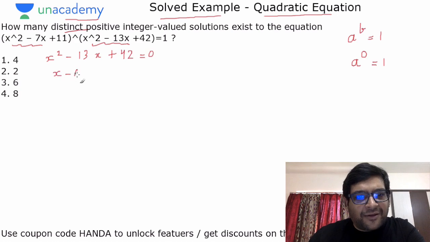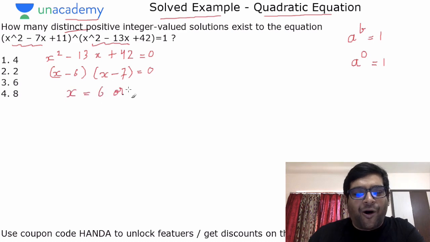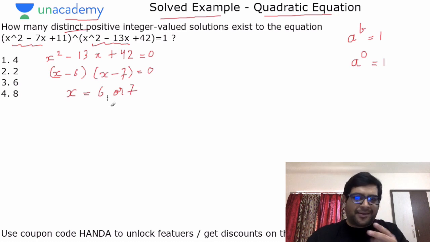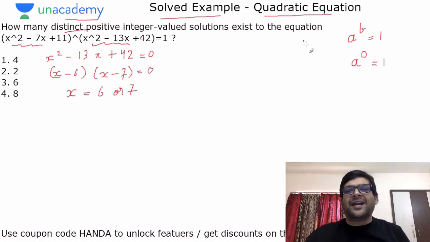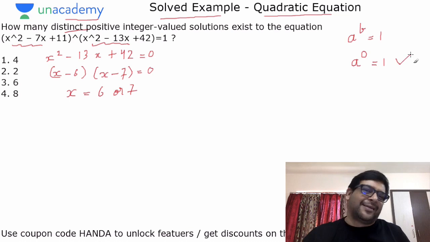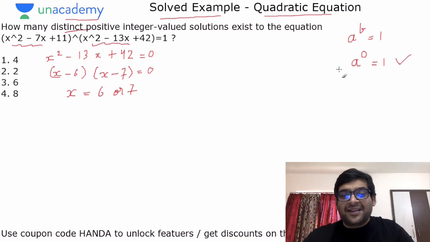Well, the factors of this equation are x minus 6 into x minus 7 and the product is 0. When will the product be 0? When either x minus 6 is 0 or x minus 7 is 0, which means x is either 6 or 7. So these are the two values of x, both positive integers, when case 1 is satisfied. Can there be another case?